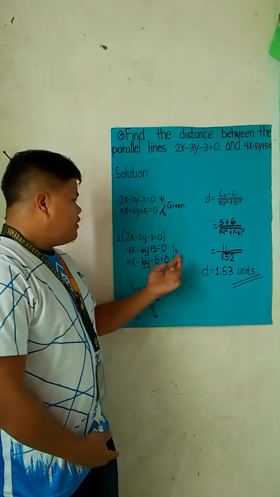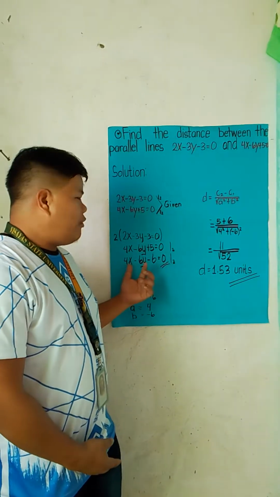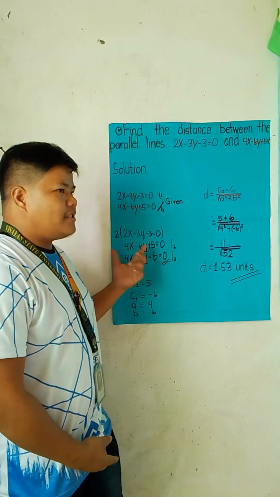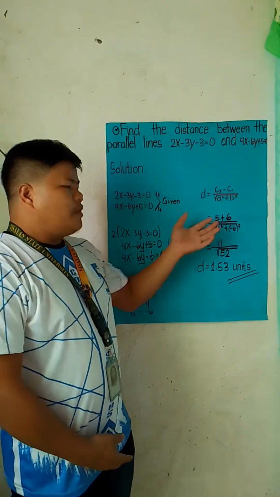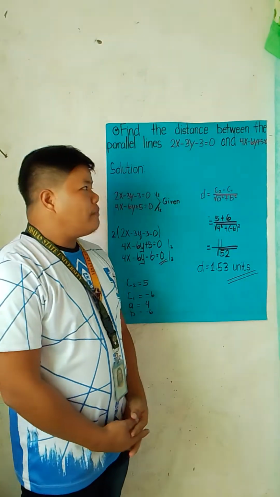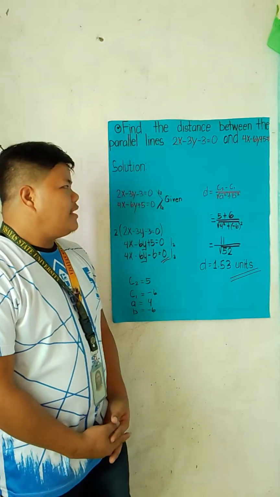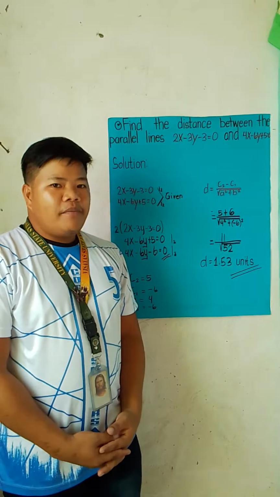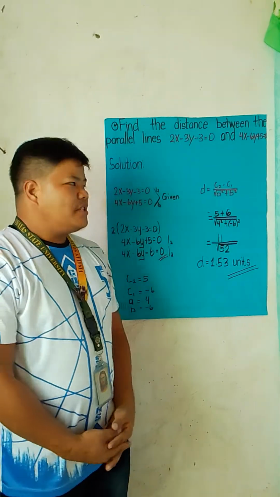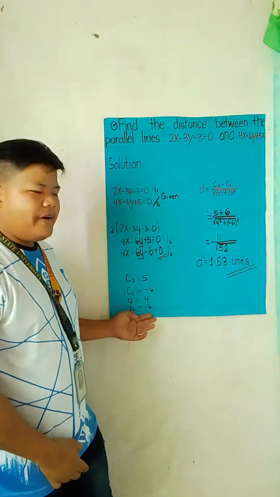As we can see, line 2 and line 3 now both have the same values of a and b. So now we can use the formula for finding the distance between the parallel lines. d is equal to c sub 2 minus c sub 1 over the square root of a squared plus b squared. So here are the given values.